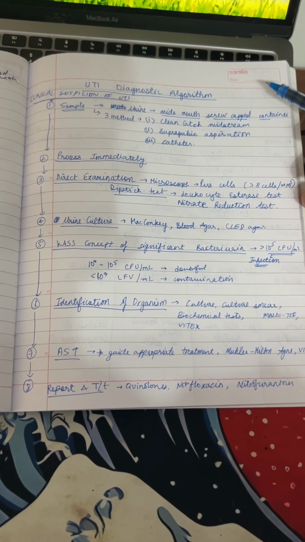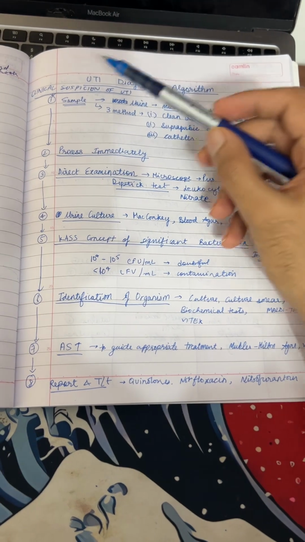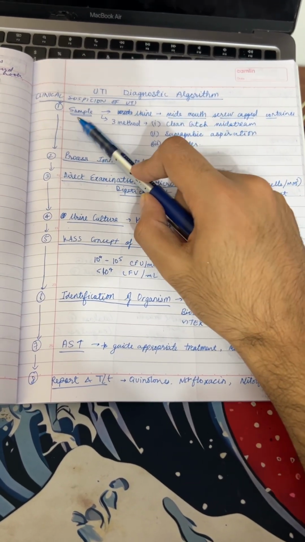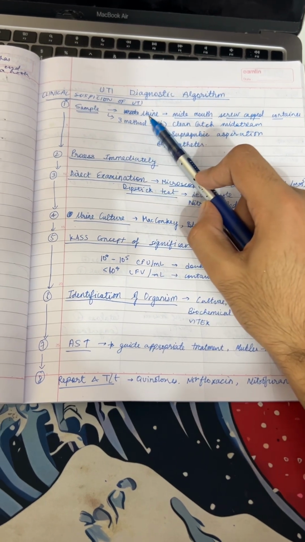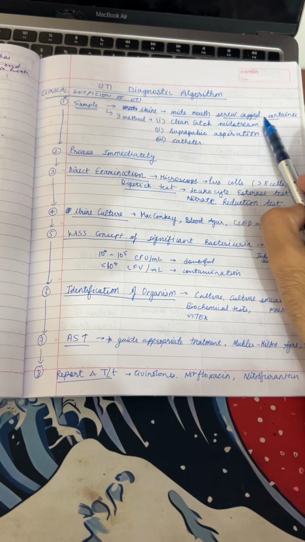Hi, so today we'll be studying the diagnostic algorithm of urinary tract infection. First, we have a clinical suspicion of UTI. So we'll take a sample. The sample will be a urine sample. It will be collected in a wide mouth screw capped container.